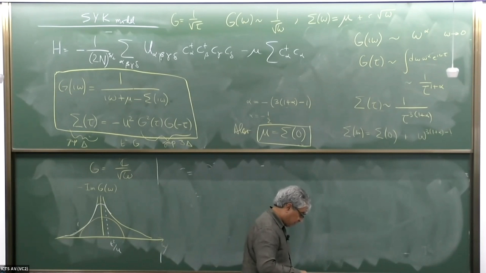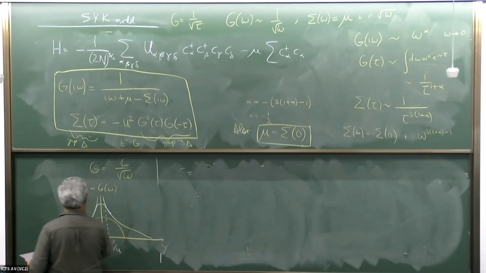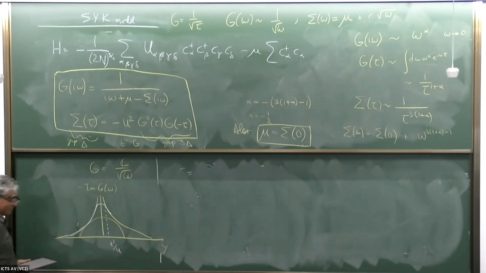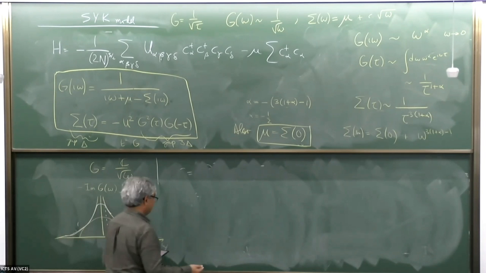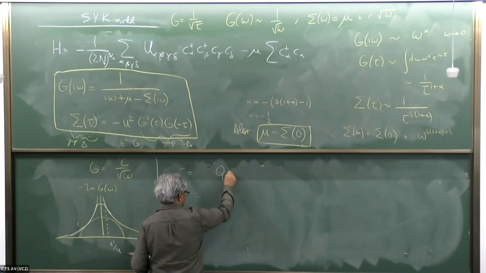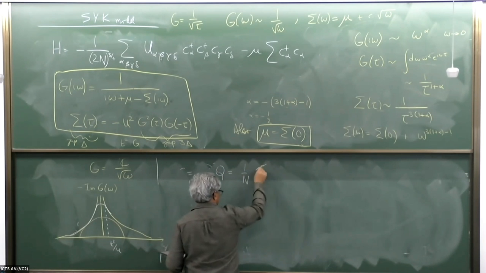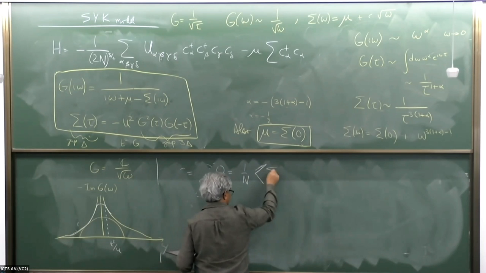Well, okay, before I get to that, let me say a bit about the asymmetry. Here I'm drawing these functions just symmetric for positive and negative frequencies, but in fact, they aren't in general. So let me introduce a quantity Q, which is just 1 over n times the expectation value of the total number of particles.